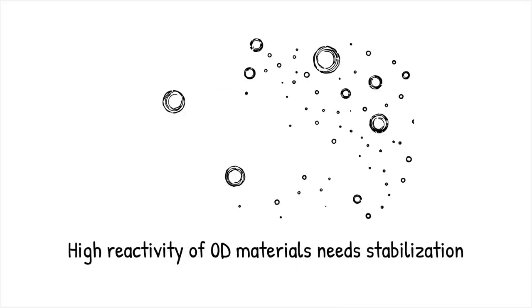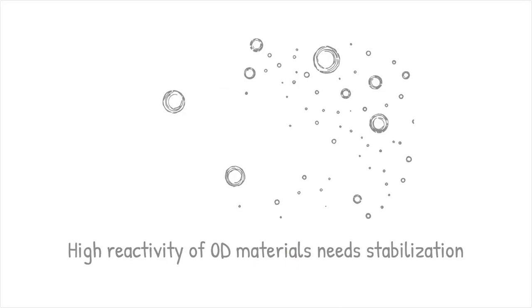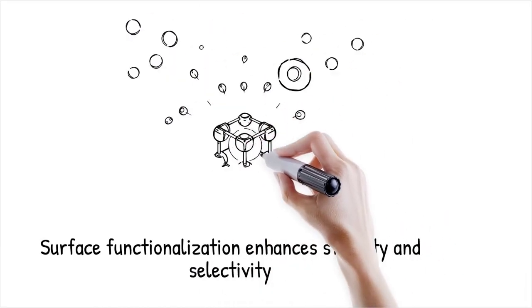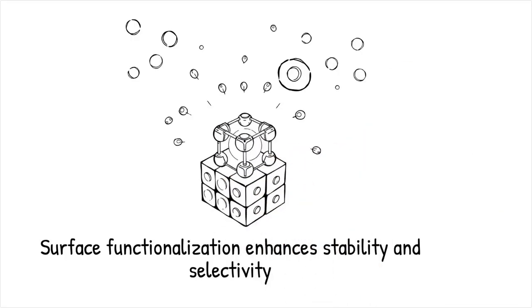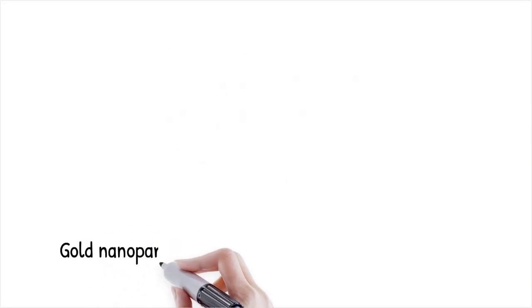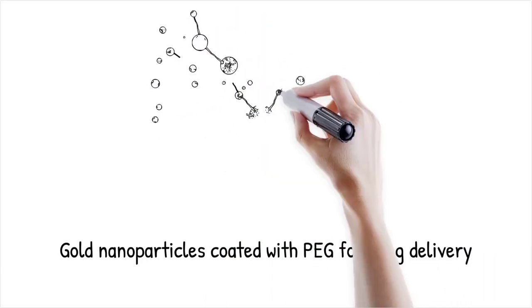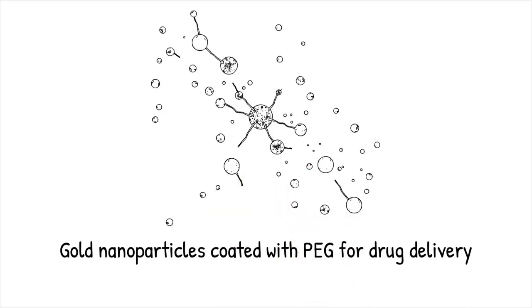unless stabilized. Surface functionalization by attaching ligands, surfactants, or polymers enhances dispersion, stability, and selectivity for targeted applications, and functional groups mediate interactions with environments such as biological fluids or electronic interfaces. Gold nanoparticles coated with polyethylene glycol (PEG) remain stable in blood plasma and avoid immune clearance in drug delivery. It's like dressing up tiny particles in raincoats so they can move freely through different weather without clumping or dissolving.